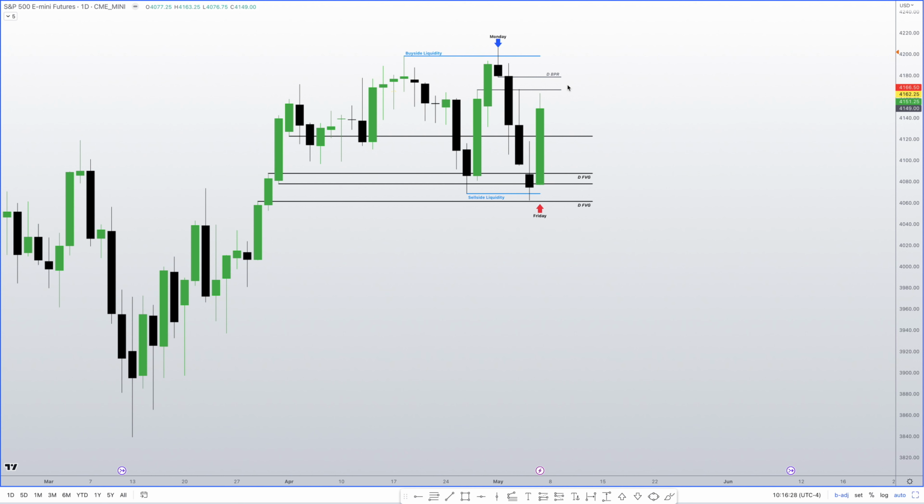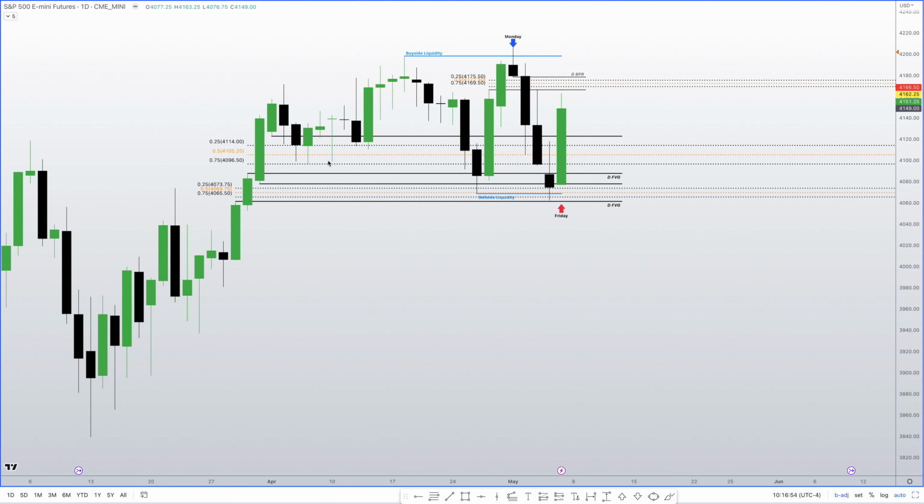But now, just knowing where these inefficiencies are is not enough to trade intraday, day by day. With every imbalance, you want to break them up into quadrants. So you want to break it up into 25%, 50%, and 75%. When I drop into the lower time frame, you'll see that price is reacting very strongly to these very specific levels.